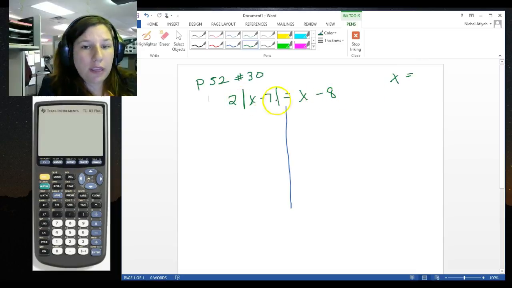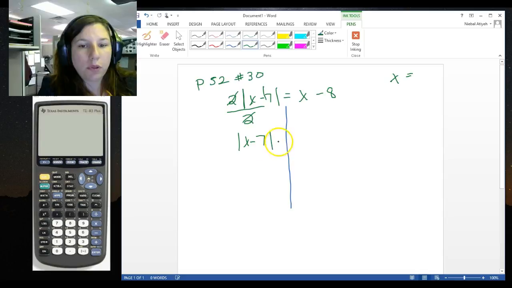So in order to do that, you have to get rid of everything else that's happening to it right now. So I see 2 times all of this, and the opposite of that is to divide. So if I do 2 divided by 2, it's going to go away on this side, and you can see I'm one step closer to getting that x by itself. If I divide on this side, though, I need to divide everything on this side as well. So this is now 1/2 x minus 8 over 2 is 4.